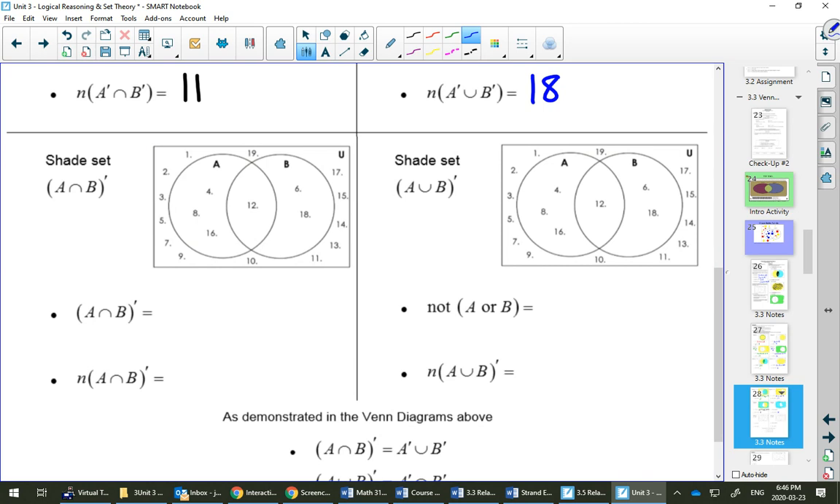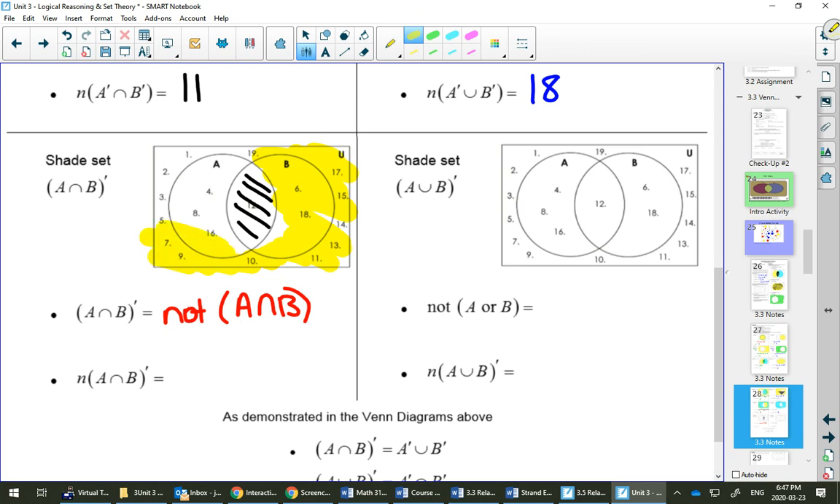Just a couple more here. If we have the brackets, it says A and B, and then there's the not. So that means not (A and B). We figure out first what A and B is, and then we shade the opposite of that. A and B is this piece in here, so the opposite would be everything that's outside of there. The yellow is our actual shaded piece, so there would be 18 elements that are not A and B.